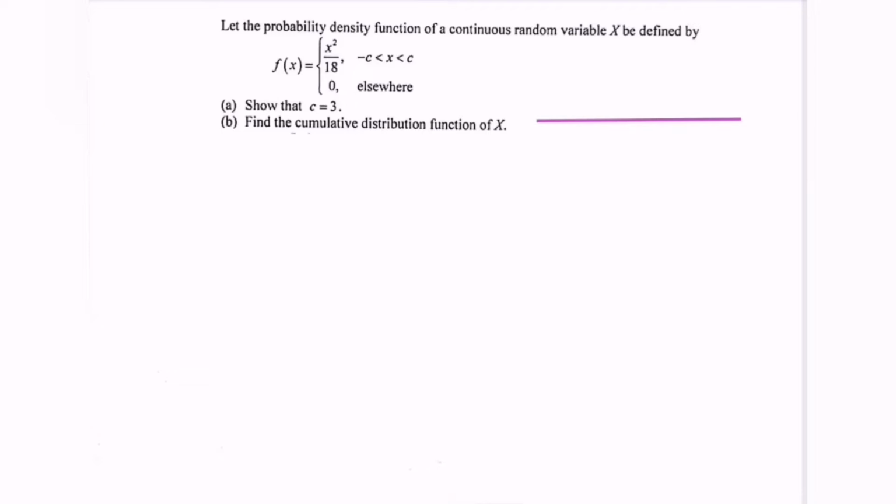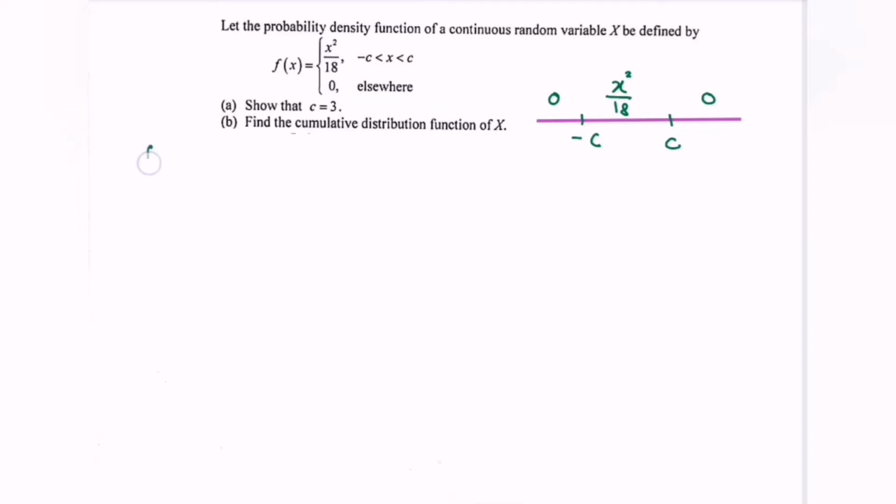So my suggestion is to represent the situation on a real number line. So here we have negative c, then c. We have the function x squared over 18. Other than that, we have 0. Part A: show that c is equal to 3.